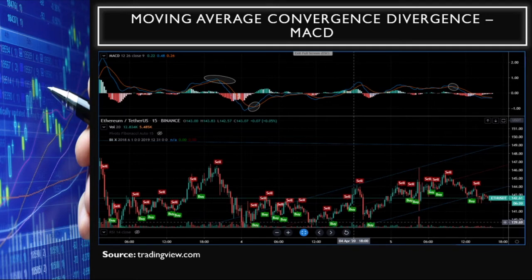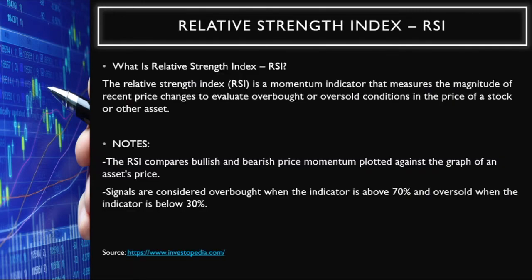Okay. So let's proceed with the next indicator that we are to discuss today. RSI, Relative Strength Index, or RSI. What is Relative Strength Index or RSI? According to Investopedia, the Relative Strength Index is a momentum indicator that measures the magnitude of recent price change to evaluate overbought or oversold conditions in the price of an asset.